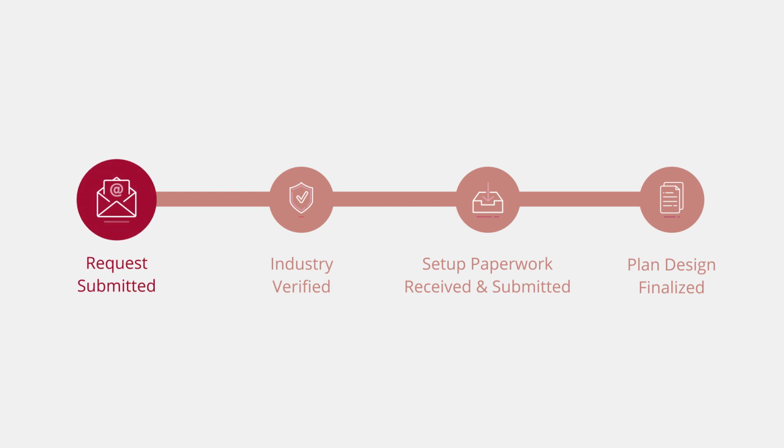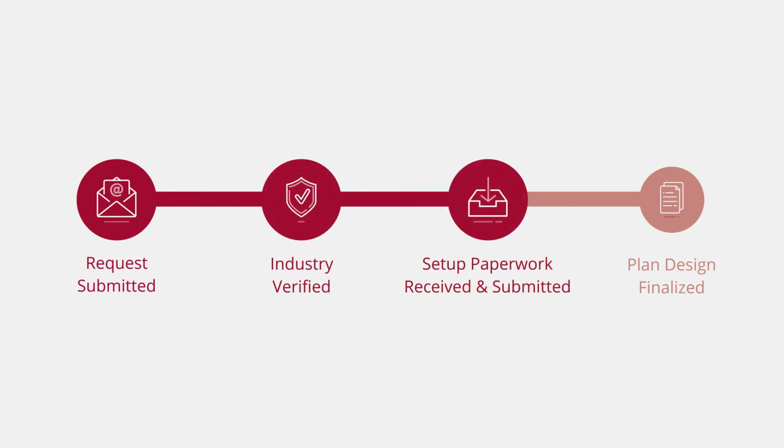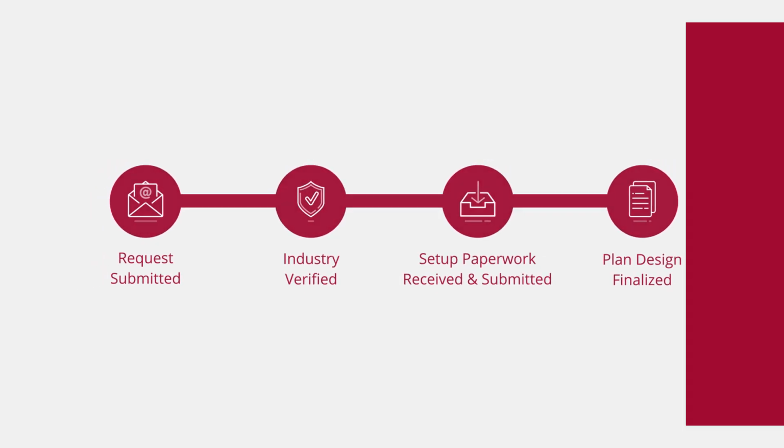First, please fill out the Insurance Proposal Request form and send this to your worksite sales team. We will verify the type of business and then send you setup paperwork for the group. Once this information is submitted back to us, you will receive plan design pages tailored to the group to assist you in the enrollment process.